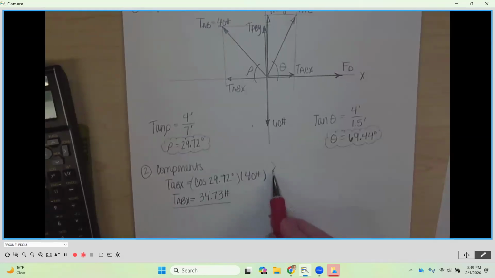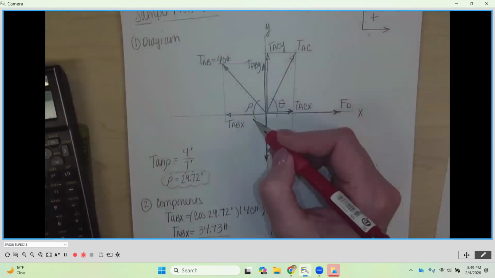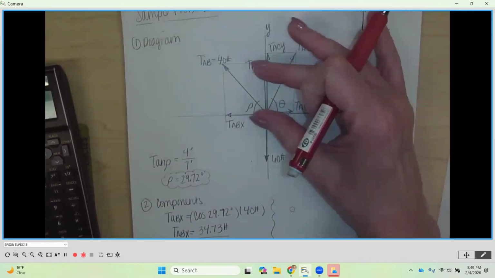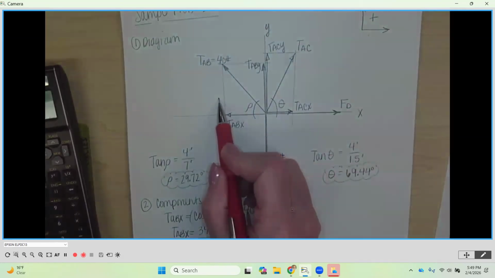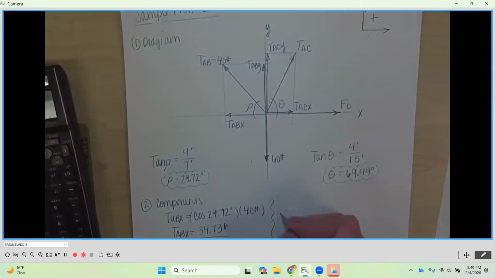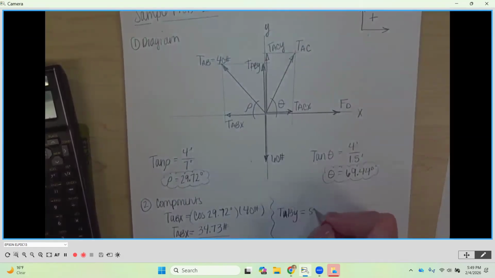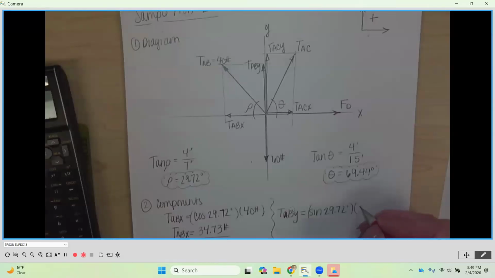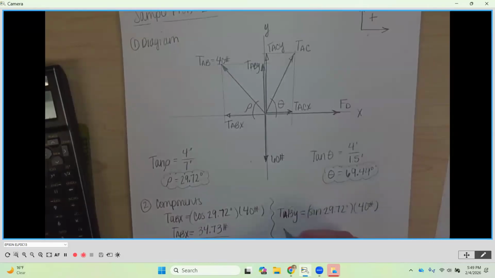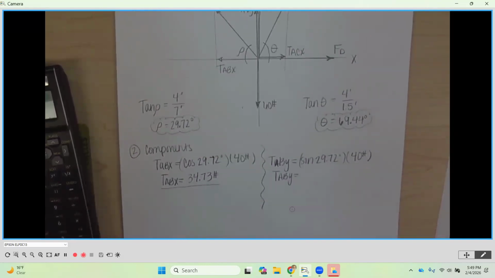Okay. Now for the y component, okay, if we look at that very same angle, TABY would be equivalent to the side opposite. And we're going to use the hypotenuse, so that would be using the sine function. So TABY is equal to sine of 29.72 degrees times 40 pounds. TABY. I'm going to push this up a little bit.